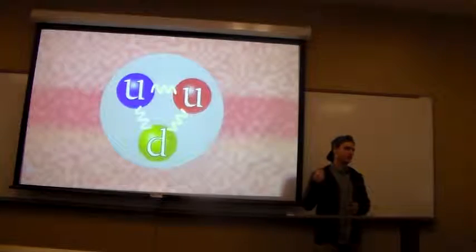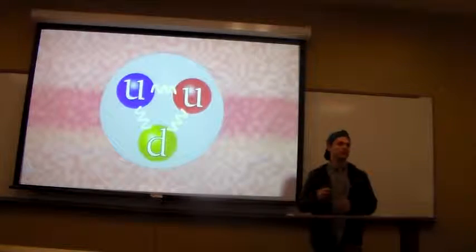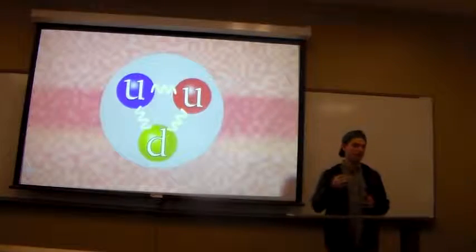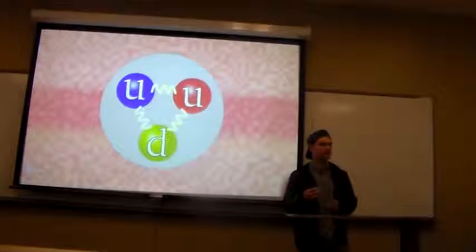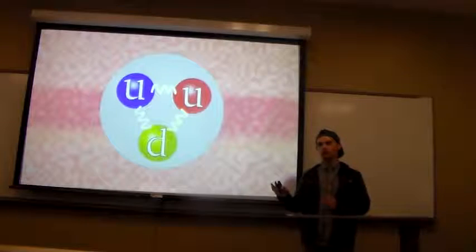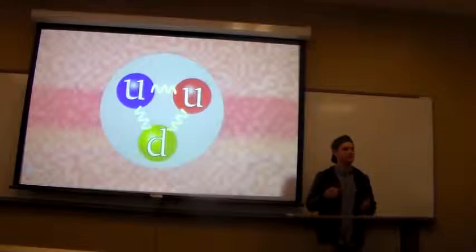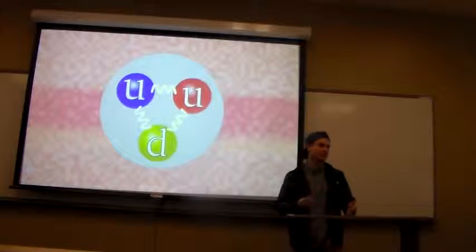This is the proton, and it's made up of 2 up quarks and 1 down quark. The charges are positive 2/3 for the up quark and negative 1/3 for the down quark. When you add the 2 up quarks and the 1 down quark, you get a positive 1 charge. And that's where the proton gets its positivity from.